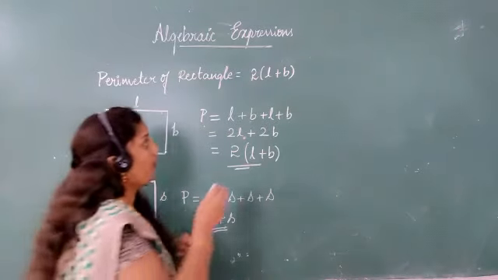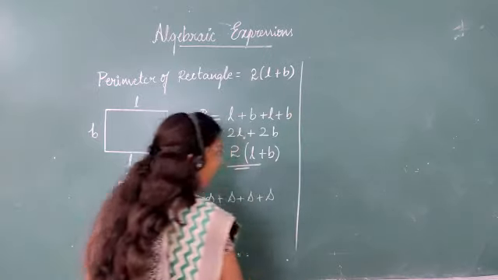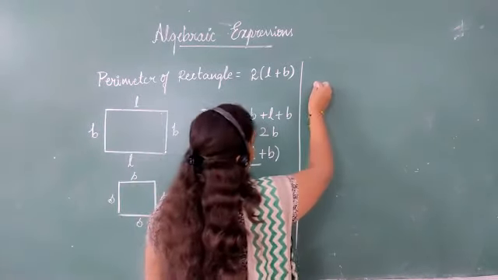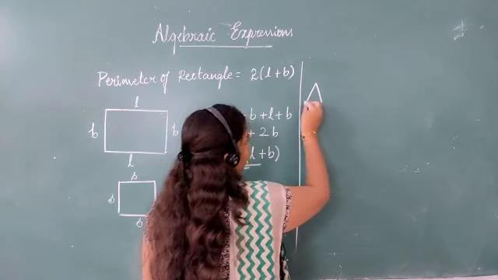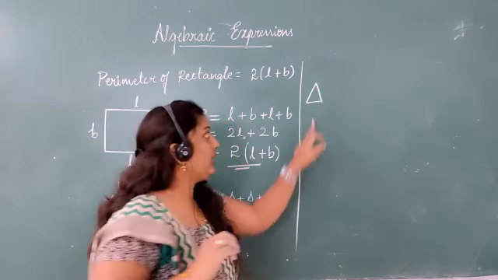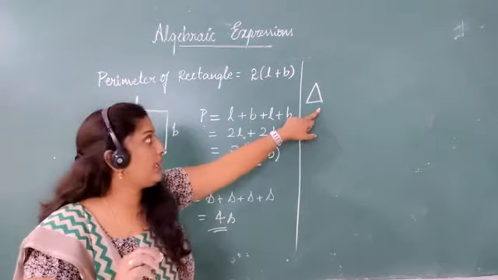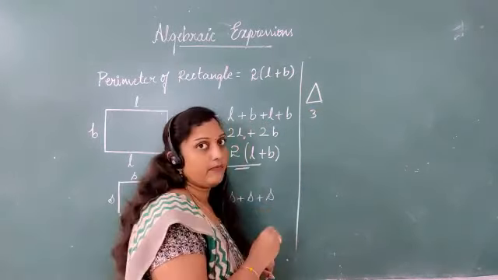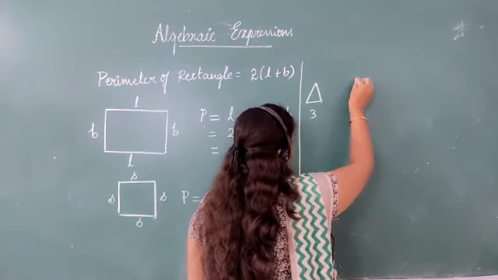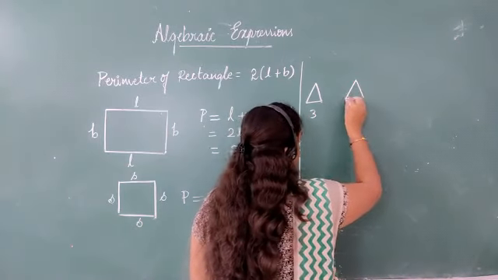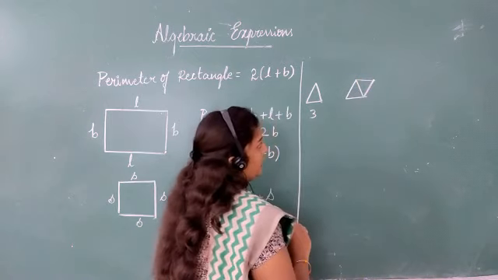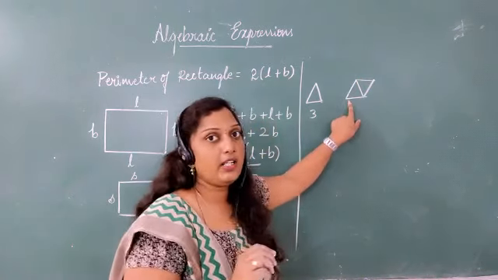Now, how to find out the rules for patterns? I will take one pattern. This is a pattern of triangles. So how many lines are needed to frame one triangle? We need 3, right? I will take one more, 2 triangles. So here we have 2 triangles. How many line segments are included here? 5.